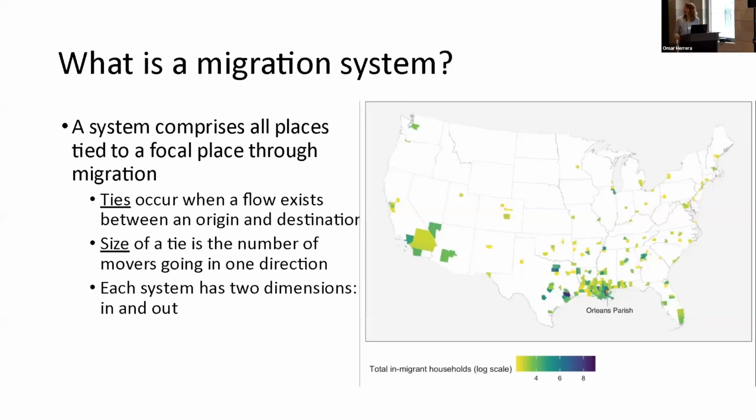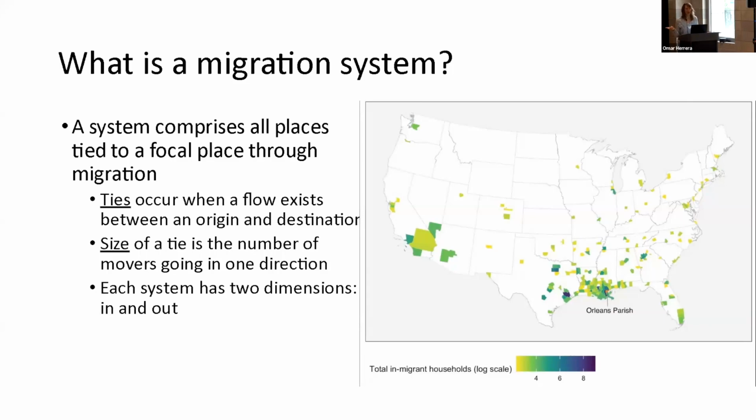So let me introduce you to a migration system. A migration system is the system of all counties that are tied together through an in or out migration flow. And so in this approach, we focus on the focal county or counties that are affected by a disaster, and then consider all of those counties that are connected to it as the receiving counties for migrants after a disaster, and potentially the sending counties for the people who might migrate to the disaster affected county in the post-disaster period.